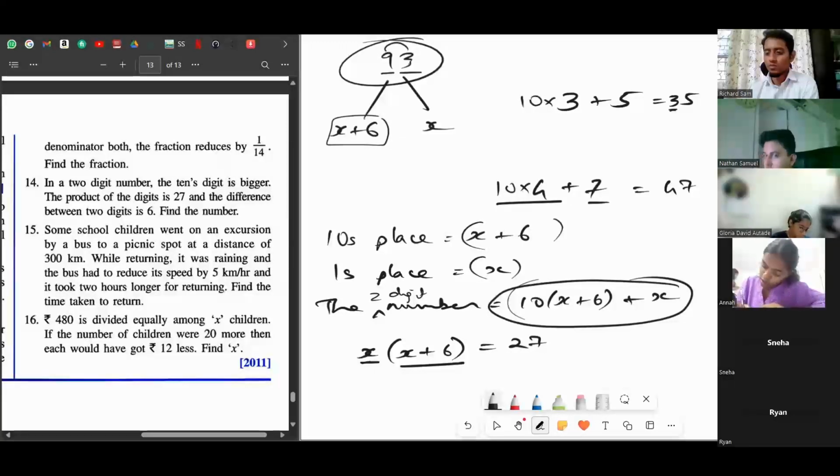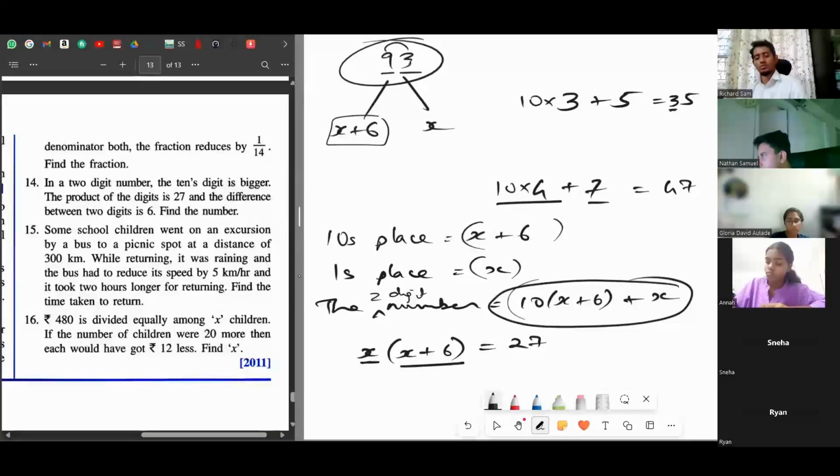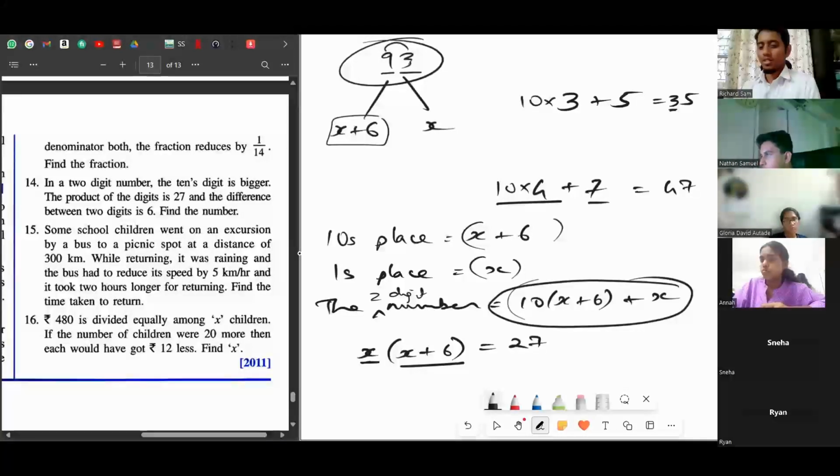Sir, I got the number. Two numbers I got. One is negative and one is positive. What is the negative number? Negative number is -9 and positive is +3. Okay, so plus 3 will be your answer. So when you put 3 over here, tens place is 3 plus 6, that is 9, and then 3, 93. Right, that's what we got.